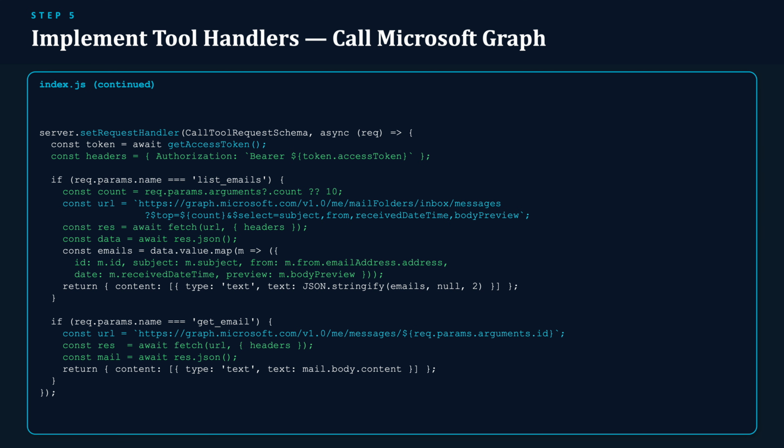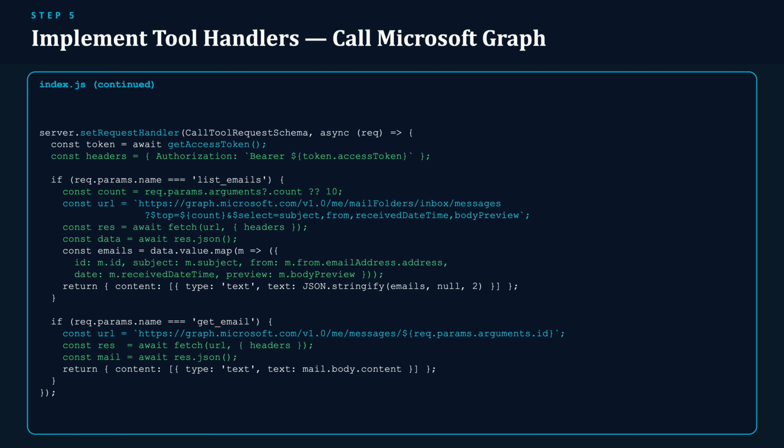For the list_emails tool, we build a Microsoft Graph URL targeting the inbox messages endpoint. We use the $top parameter to limit the number of results and the $select parameter to specify exactly which fields we want: subject, from, receivedDateTime, and bodyPreview. Fetching only what we need keeps the response compact, which is important because this data is passed into Claude's context window. We parse the response, map it into clean objects, and return the result wrapped in an MCP content block with type text. That's the format Claude expects.